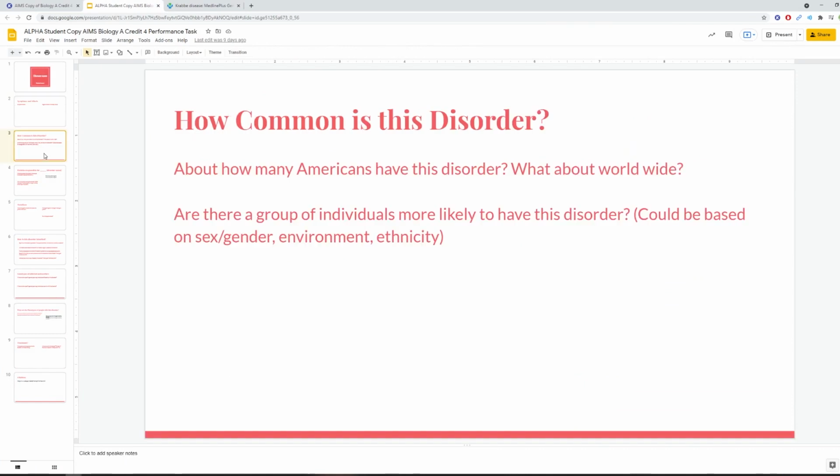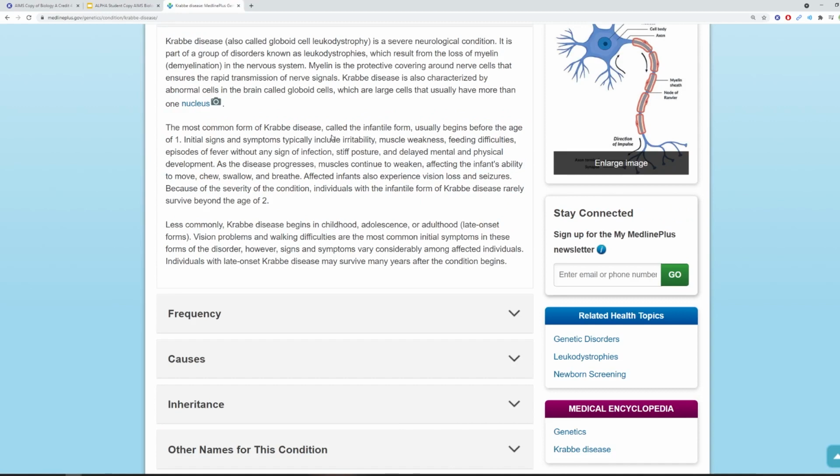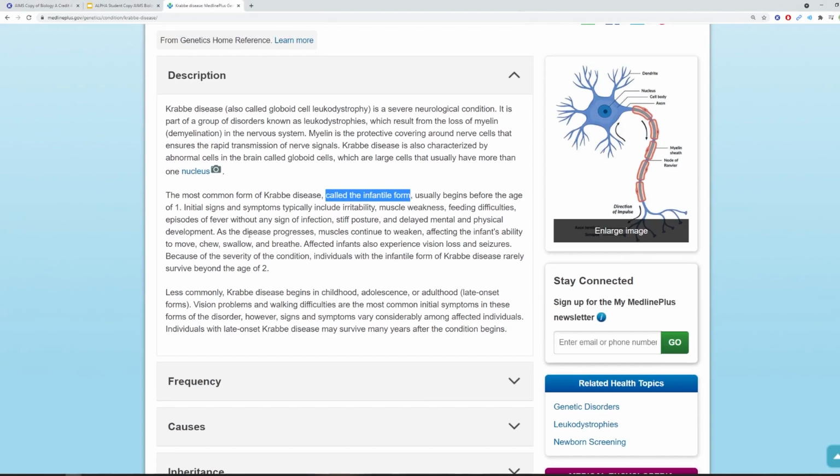For our next slide, we're going to try to figure out who is more susceptible to this disease. Is it males, females, a certain ethnicity, a certain age group? For my specific example, for Krabbe disease, notice how we keep going to infants. So let's see if we have a group of individuals that are more susceptible to this disorder.